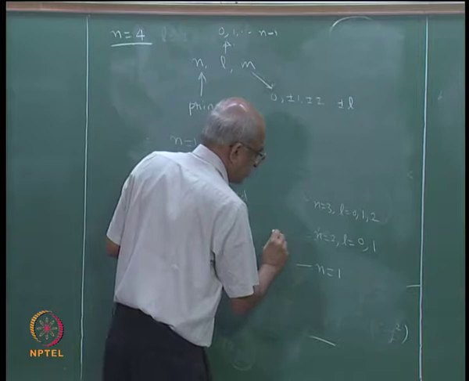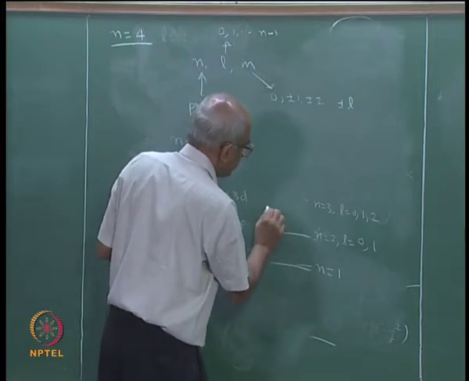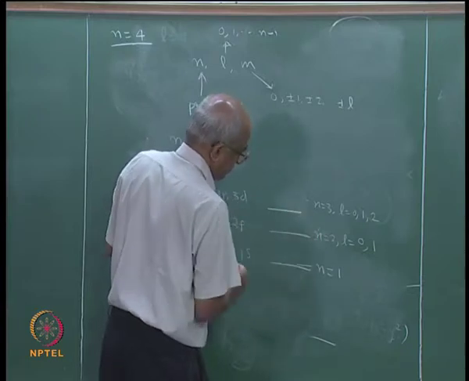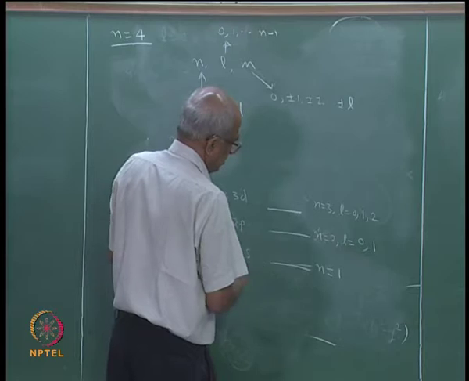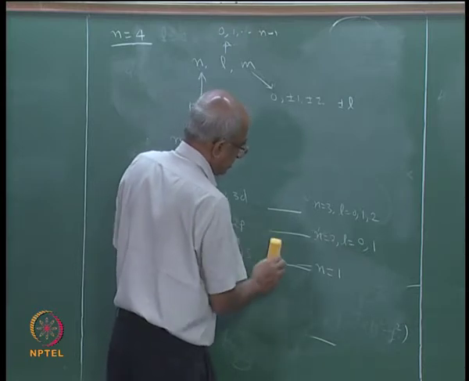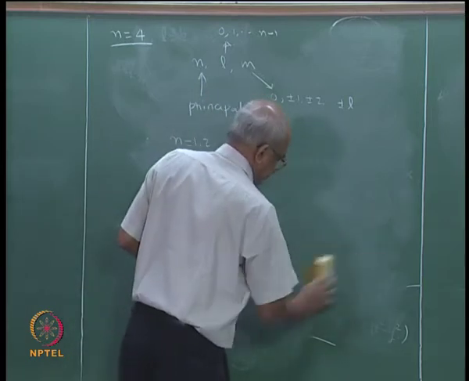This is n is equal to 1, that is n is equal to 2, then n equal to 3. Maybe I am not drawing it correctly, because the energy separation has to be realistic. So, let me draw one more figure.